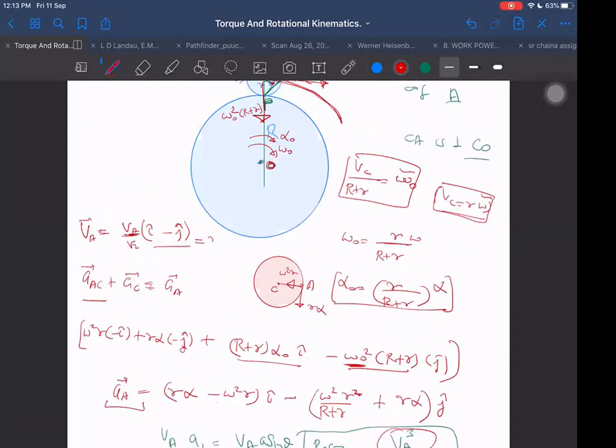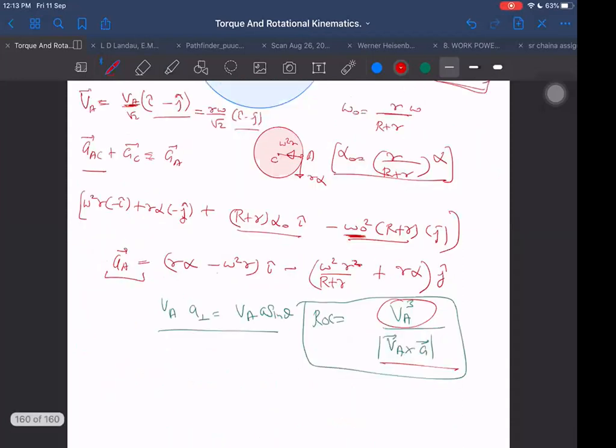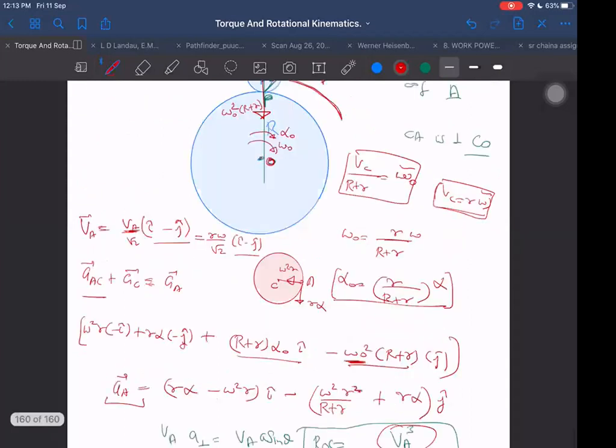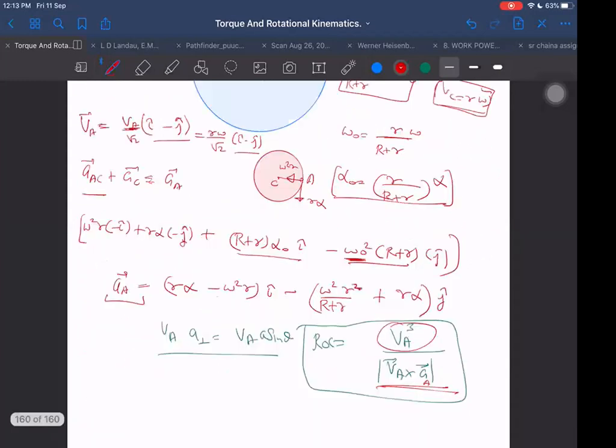That means it is r omega by root 2 into (i minus j). Then you know VA and AA. Can you get VA cross AA then? We can get the cross product. A cross product is always simple, not a difficult task. After obtaining the cross product, we write VA cube over the magnitude of the cross product, and then we get the radius of curvature. It was slightly complicated, but a plane surface is very much simpler. If it is just moving on a plane surface, then it is very simple.